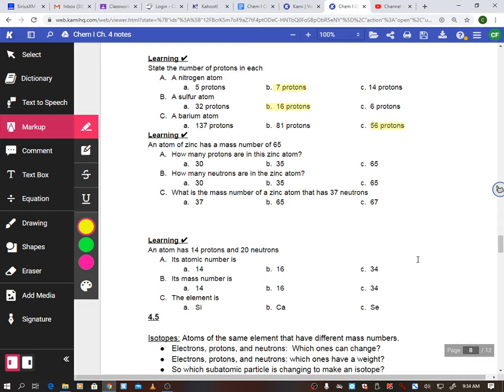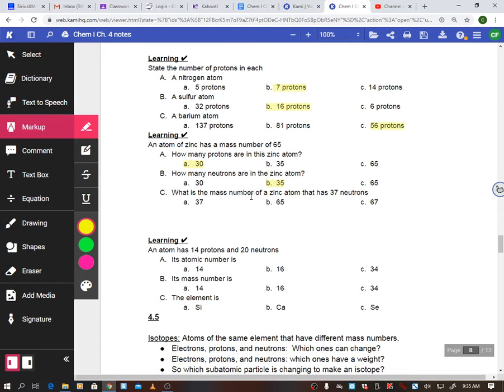Let's do the next learning check. An atom of zinc has a mass number of 65. That means this 65 is going to be my protons plus my neutrons. How many protons are in this zinc atom? Well, I'm going to have to find zinc on the periodic table and figure out its atomic number. Zinc is number 30. That's its atomic number, so that's how many protons it has. How many neutrons are in zinc? Now I've got to take the mass number and subtract the protons from that, and that is going to be 35.